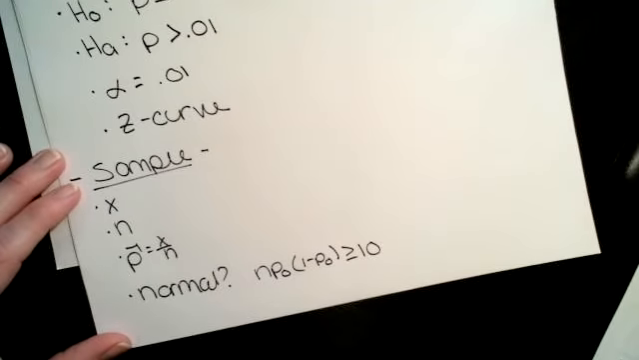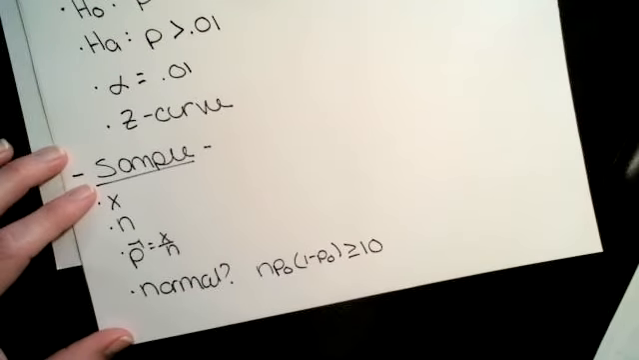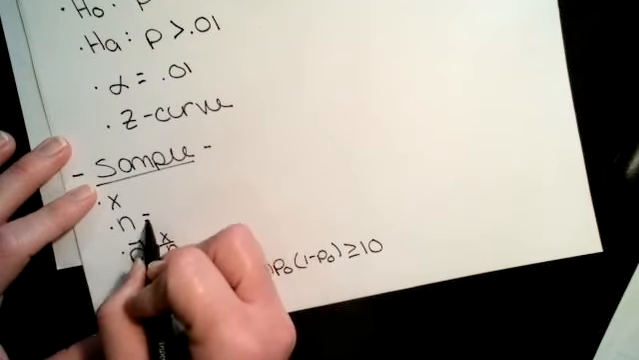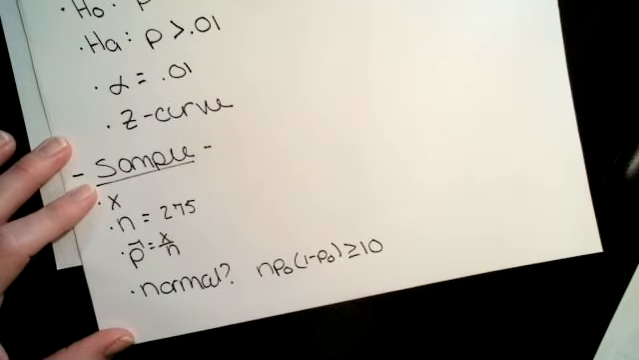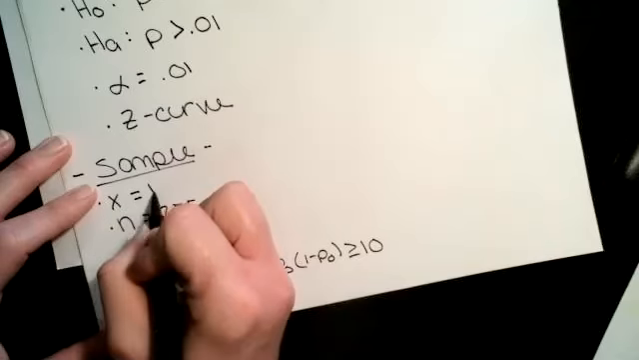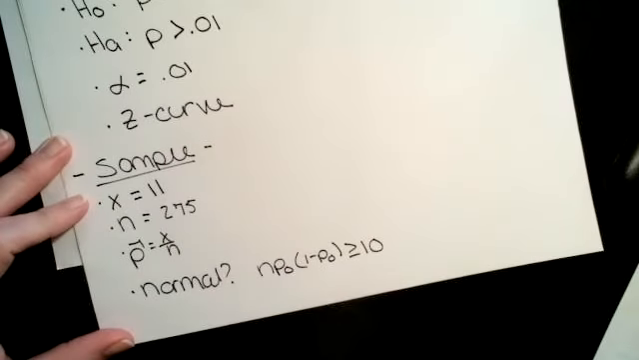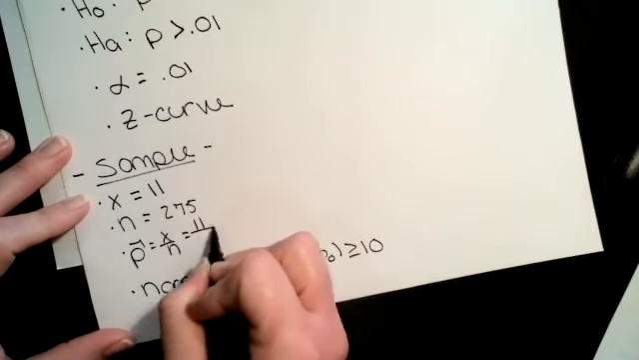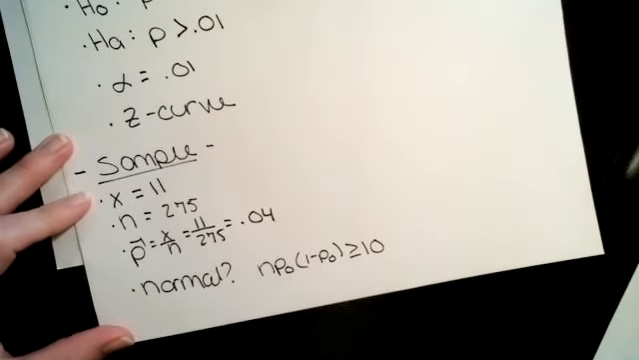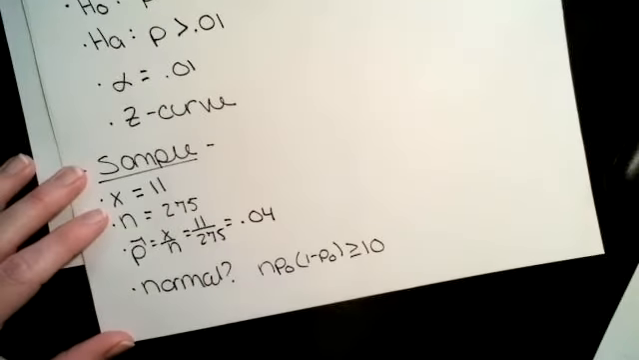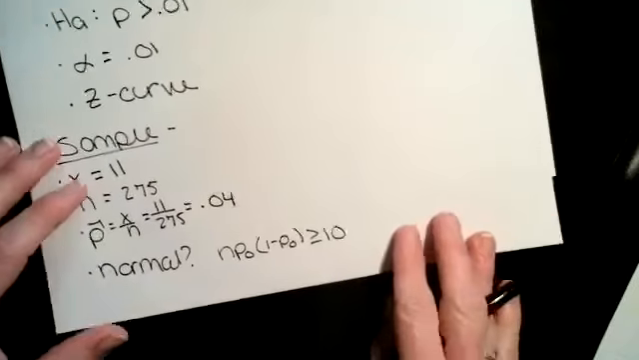A random sample of 275 patients who take Lipitor was taken. That's my N, so 275. And it found that 11 patients had these flu-like symptoms right here. So X is 11. I have 11 divided by 275, I get 4%, or 0.04 here. Now I need to check for normality.